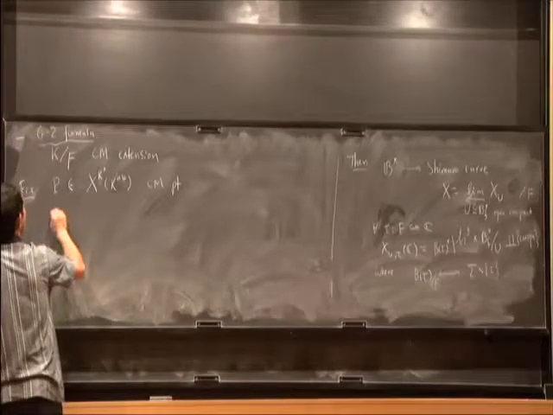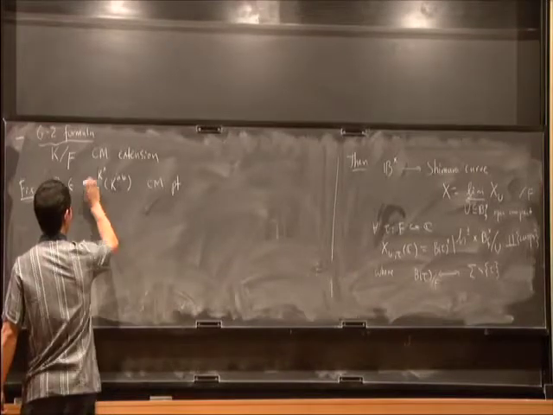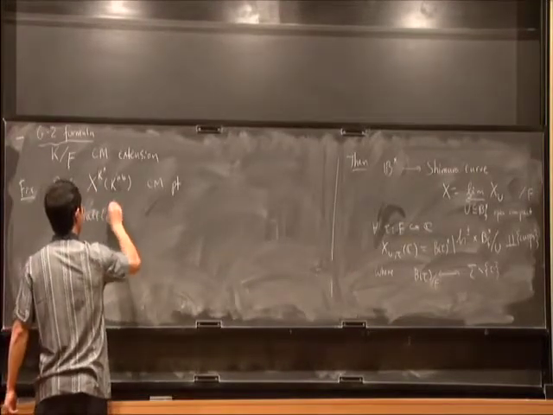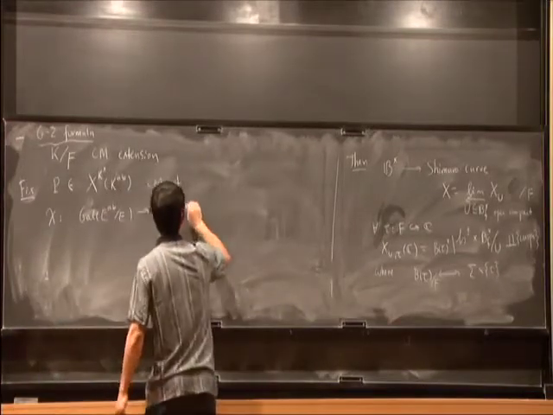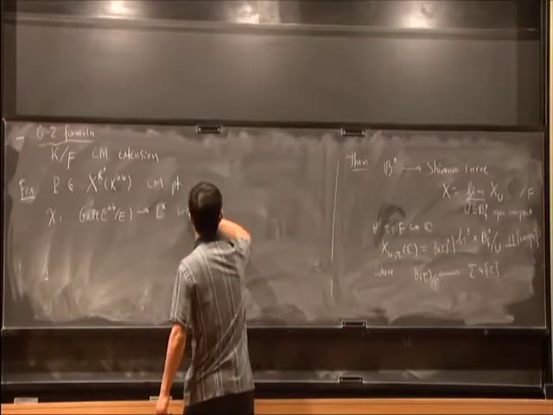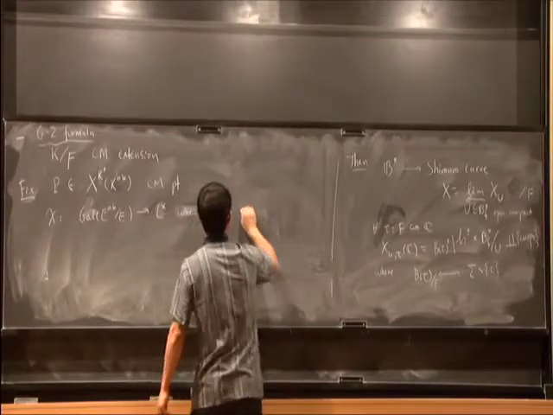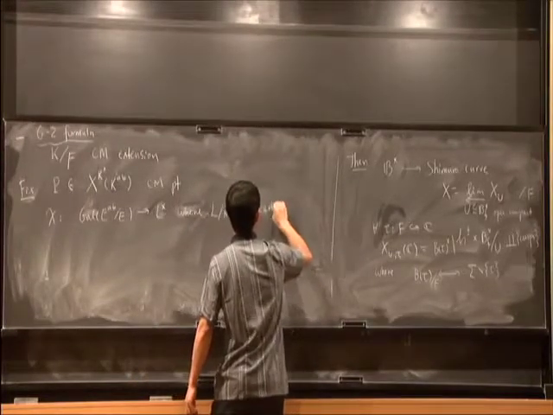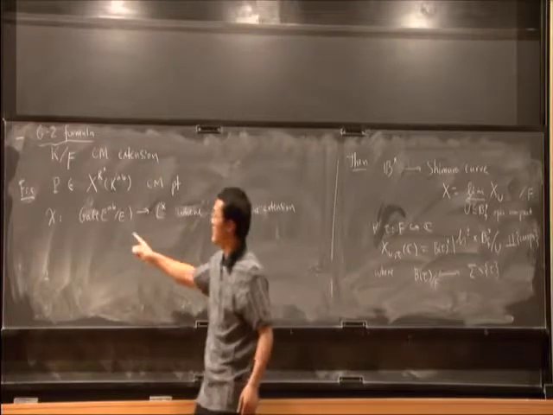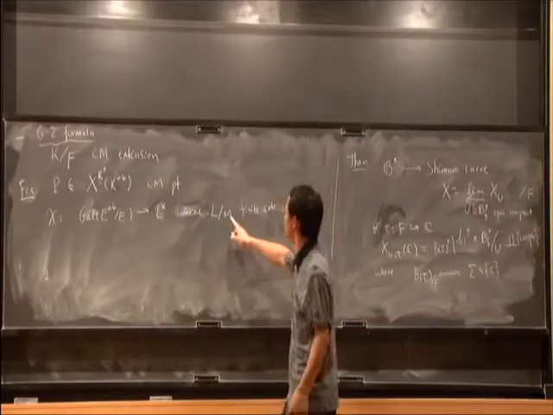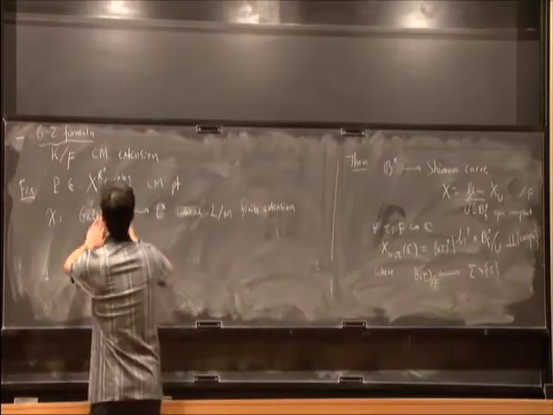And then suppose we have a character chi from the Galois group with values in L, where L over M is a finite extension. So our pi A has algebraic coefficients, and now we want our chi also to have algebraic coefficients. Now we pick a finite extension of M.